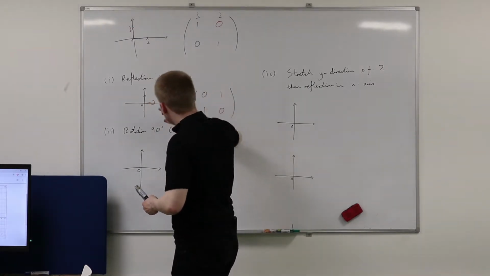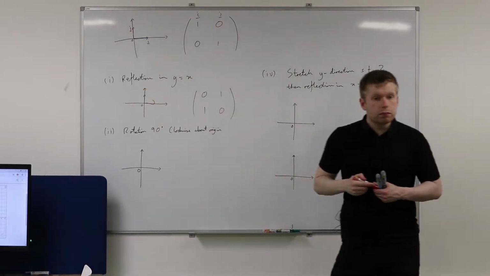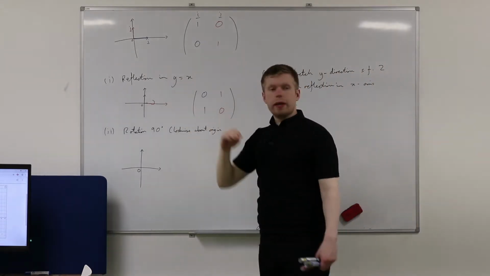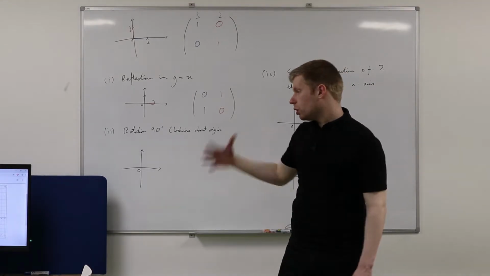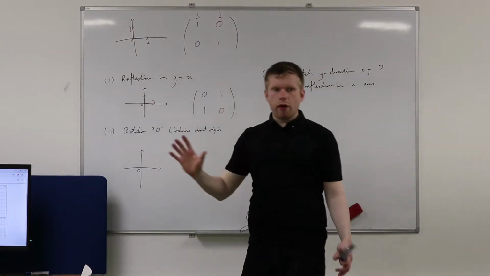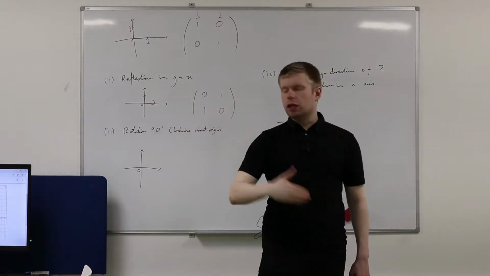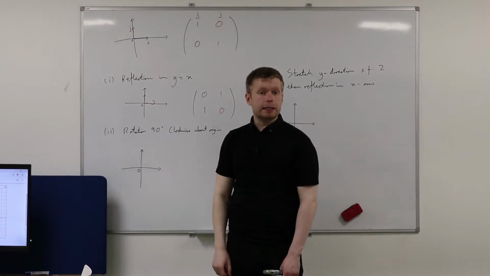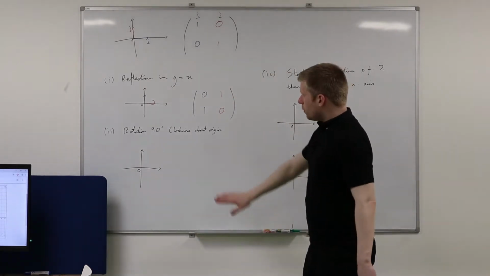Is that okay? Yeah? So this matrix here would be the transformation matrix which corresponds to a reflection in the line y equals x. So in other words, if you take any point on your axis and you multiply that by this, then you will end up with the new point after it's been reflected in the line y equals x. Is that okay? Yeah? All right, fine. What about this one?